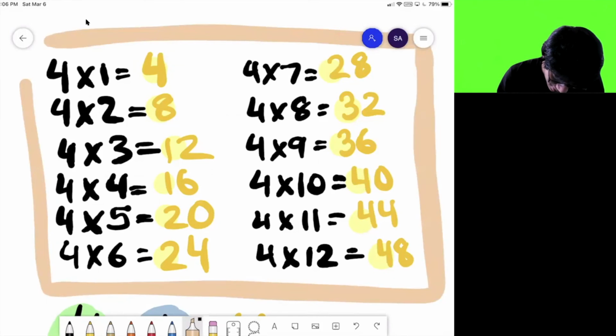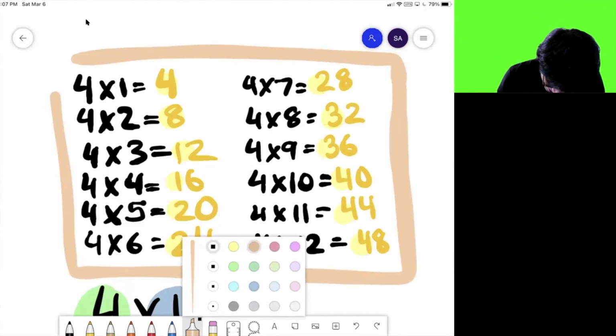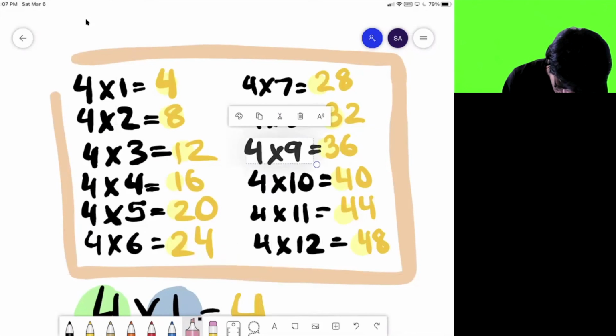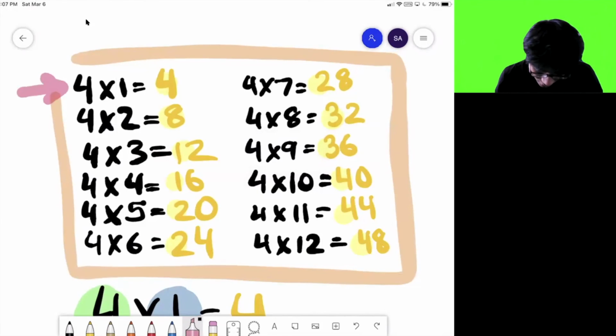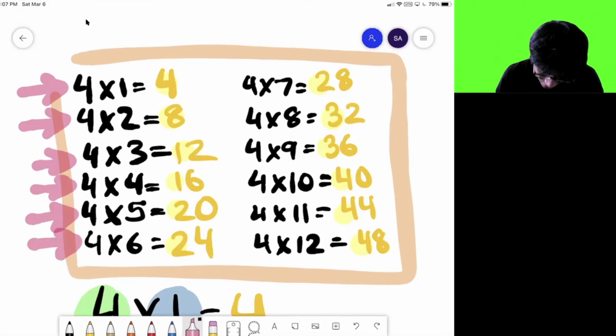I mean, would you look at that? Let's read this out. So first one, 4 times 1, that's 4. 4 times 2, that's 8. 4 times 3, that's 12. 4 times 4, that's 16. 4 times 5, that's 20. 4 times 6, that's 24.